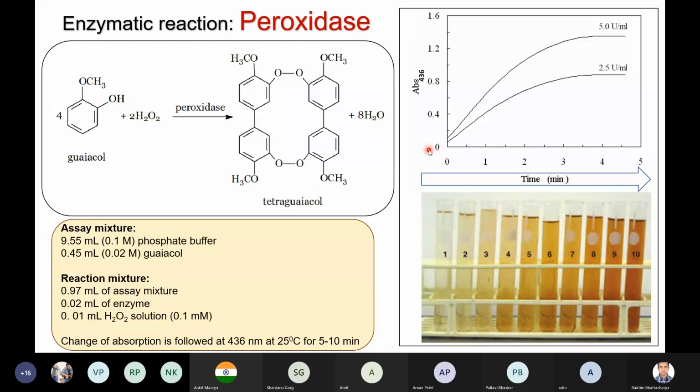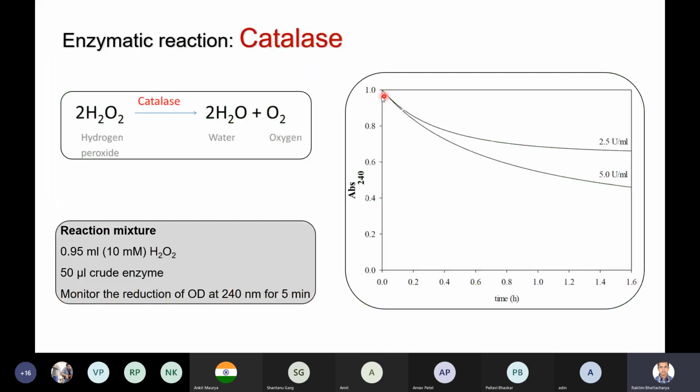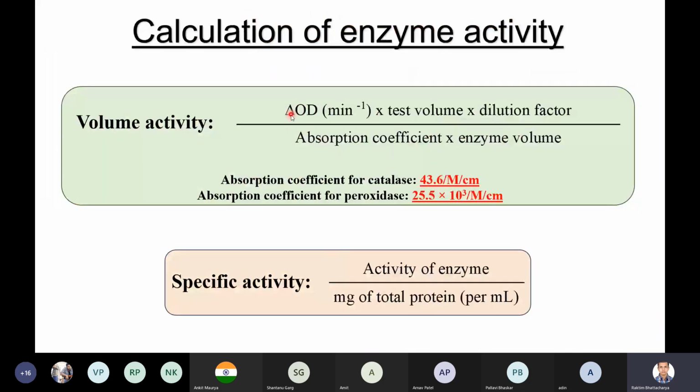So this is the way to do the peroxidase and catalase reaction, to monitor them in real time. And I told you normally we take down the initial OD and after 5 minutes the final OD, and we get the difference in absorbance. Based on the difference in absorbance and the test volume, the amount of crude extract we have used, the enzyme volume, and the dilution factor, whether you have diluted it or not, we can calculate the volume activity.